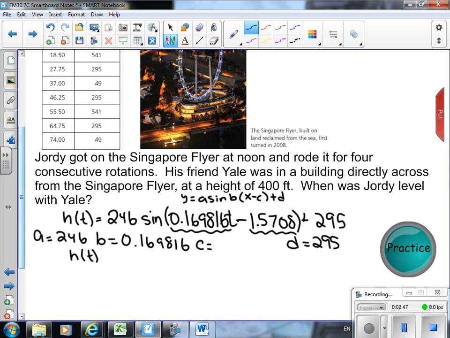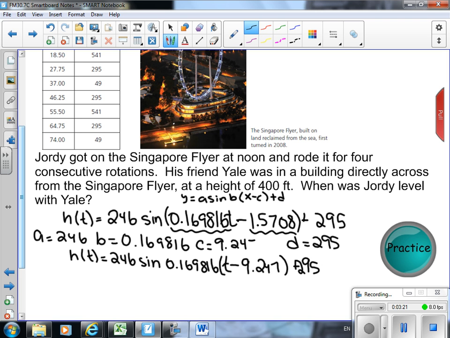So if we factor that out so that that b will be outside of the brackets, we would have h of t equals 246 sine, b stays the same. So we're just taking that factor, 0.169816. What's left is t, and then we're dividing also that 1.5708 by our b value, which gives us 9.247 plus 295. So that c value is 9.247. Okay, that's just a little side note. It doesn't really affect our question for today.